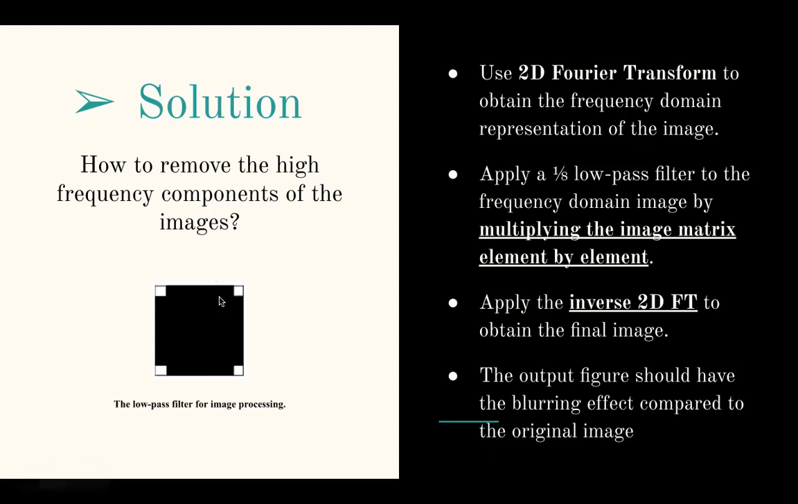This filter will be applied to the frequency domain image by multiplying the image matrix element by element. After filtering, an inverse two-dimensional Fourier transform is applied to obtain the resulting figure. The output figure should have the blurring effect compared to the original image.